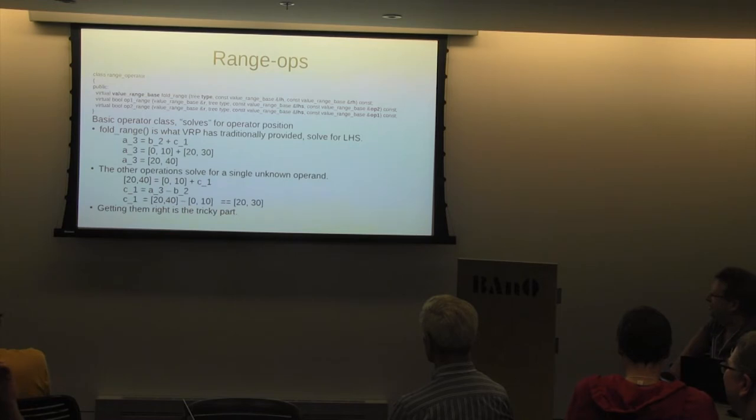So I'm not going to explain this, but for instance, the fold is sort of obvious. You get 0, 10, plus 23, you get a result. But if you know the result and the first operand, it knows how to solve the second operand. It just falls out. And I'm doing a great job explaining that. So let's skip it for the moment.